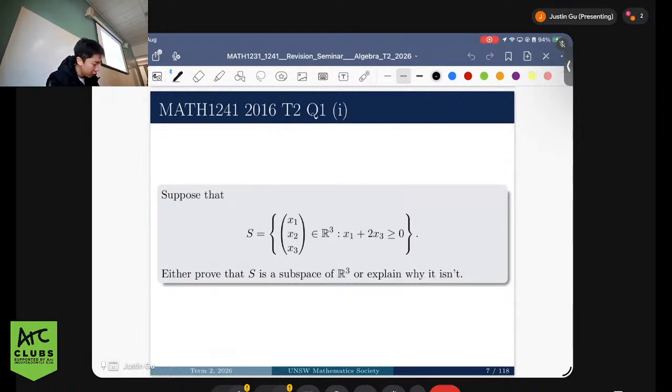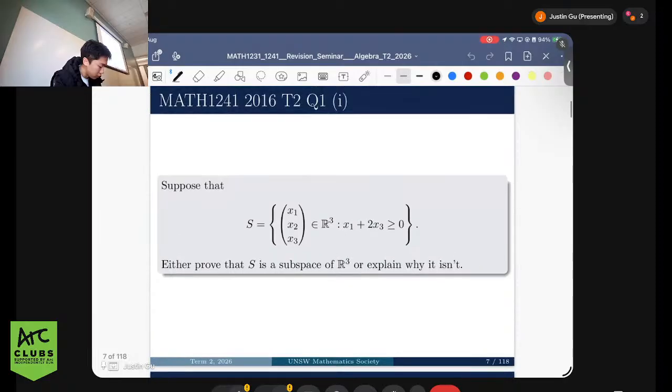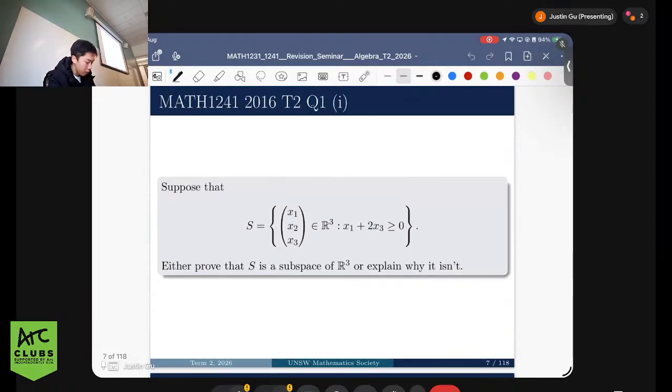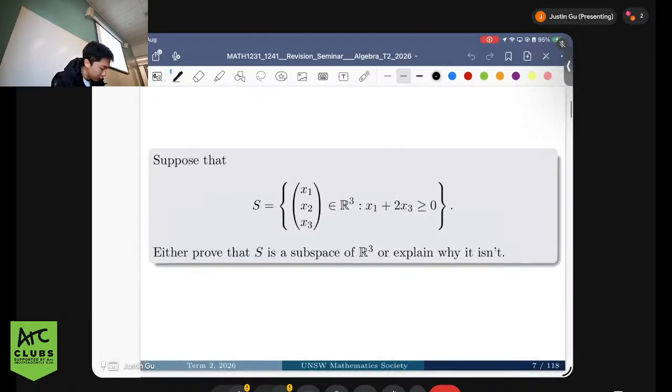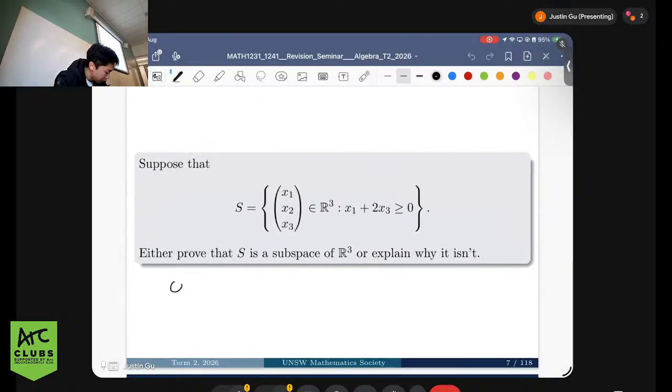Okay, I'll start going over it. Essentially, to prove whether it's a subspace or not, we just check the three conditions: if it contains a zero vector, closure under vector addition, and scalar multiplication. First of all, if we sub in the zero vector, we get 0 plus 2 times 0, which is equal to 0, which is greater than or equal to 0, right? So therefore, it does contain the zero vector.